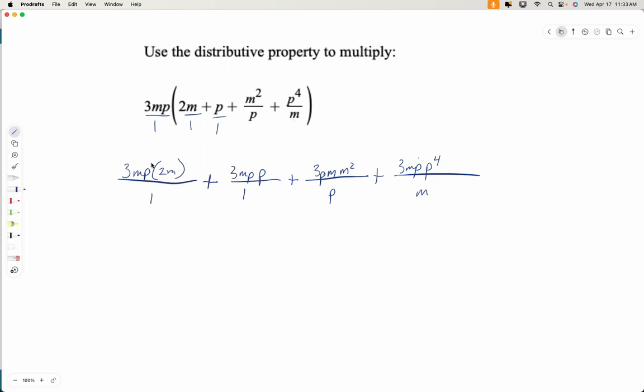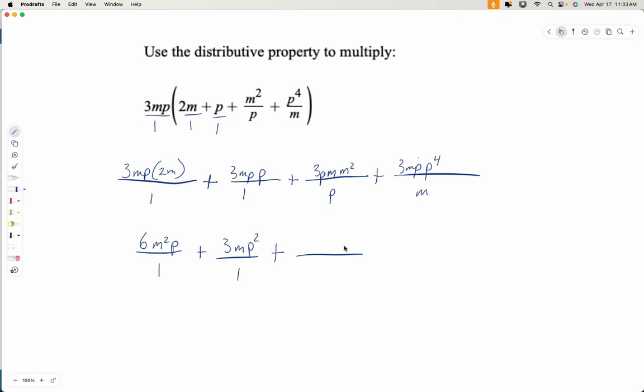Now we're going to simplify this. So any whole numbers that we have, we multiply. 3 times 2, that's 6. And we have m once, m twice. So m twice, and then we have p, and that's over 1. Then we have 3m, and we have p twice, so that's p twice, over 1.